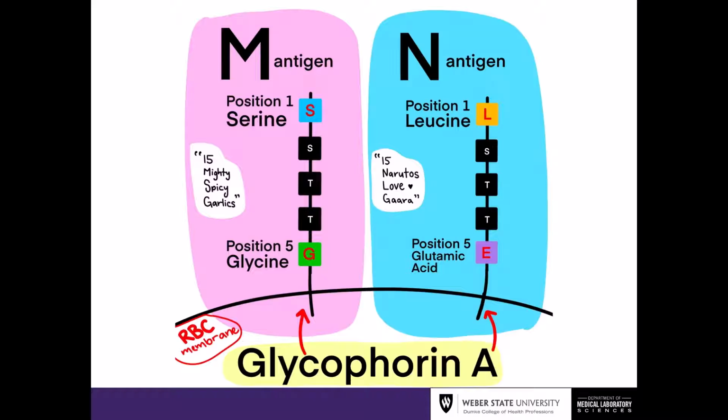This is a different case for glycophorin B and the big S, little s, and U antigens, which are coming up next. As a way to remember the amino acids that differentiate the M and N antigens, I've developed mnemonics for you that will hopefully help. For the M antigen, 15 mighty spicy garlics. 15 for amino acids 1 and 5, M for the M antigen, S for serine in the first position, and G for glycine in the fifth position. So say it with me, guys. 15 mighty spicy garlics. Similarly, for the N antigen, 15 Naruto's love Gaara. Little anime reference for you. Go ahead and say it with me. 15 Naruto's love Gaara.